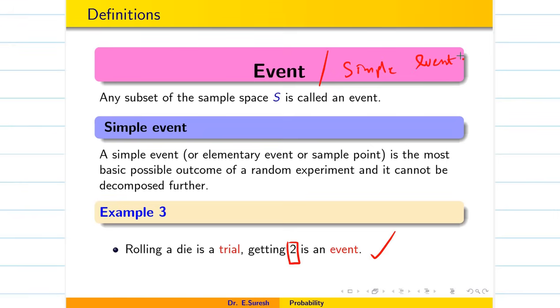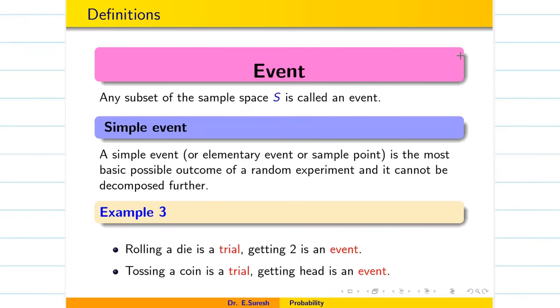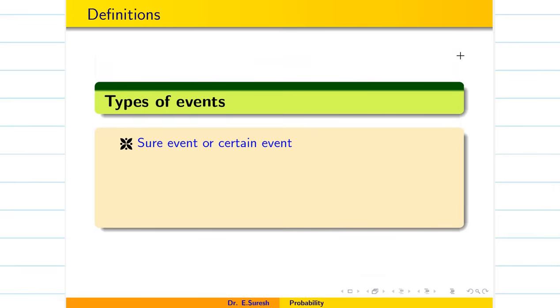So what is meant by a simple event? When you throw a die, at most I am going to get any one of the numbers. So a simple event is the very basic possible outcome of a random experiment. When you throw a die once, you are going to get one number. So that is going to be my simple event. So what are all the types of events there are?